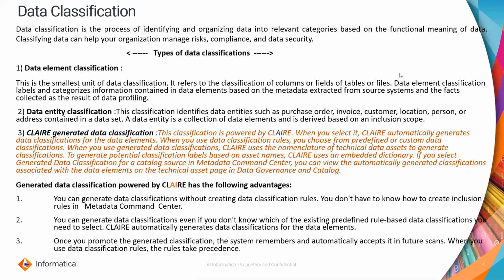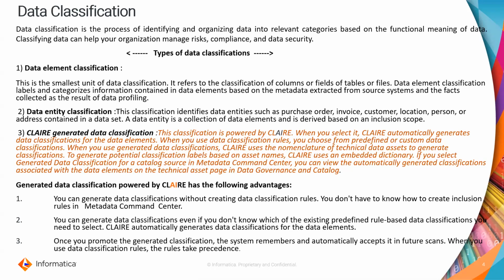Second one is data entity classification. This classification identifies data entities such as purchase order, invoice, customer, location, person, or address contained in the data set. Basically, this is a combination of data elements in any data set. So if you take an address, you will have a city, first line address, zip code. So it's a combination of data elements. When you have data elements in a combination, then it makes a data entity classification.